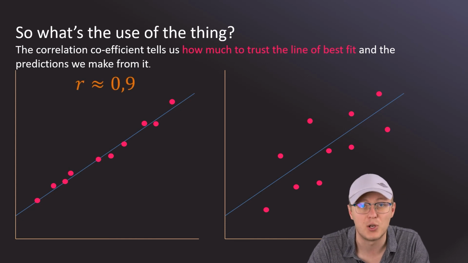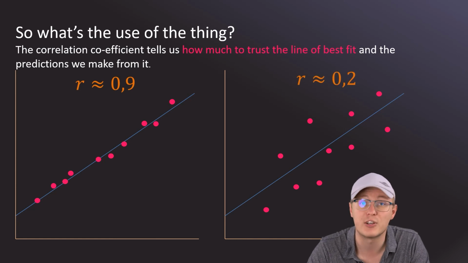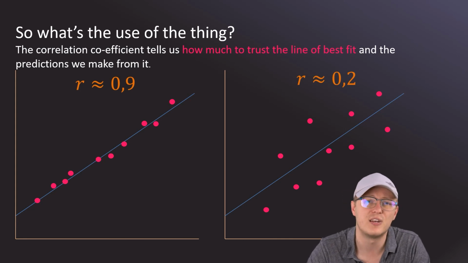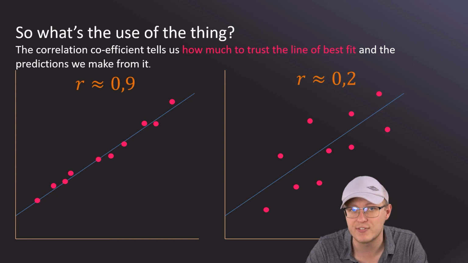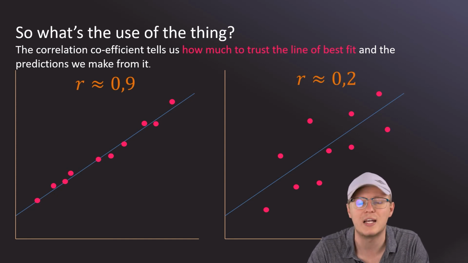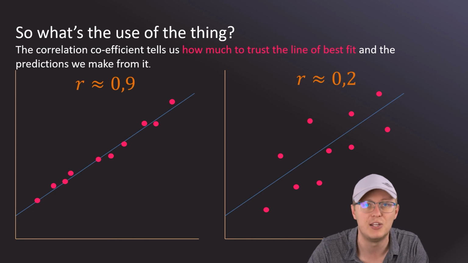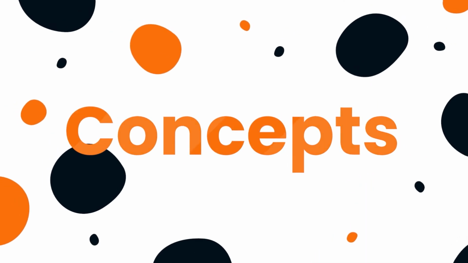However, for the first scatter plot, we have a correlation coefficient of 0.9, and for the second one, we have a correlation coefficient of 0.2. What that means, as you can see, is that for the first one, the points are on average closer to the line of best fit. And that means the predictions you make using that line of best fit are more likely to be accurate or reliable, because there's far less variability between the possible values of y for a given value of x.